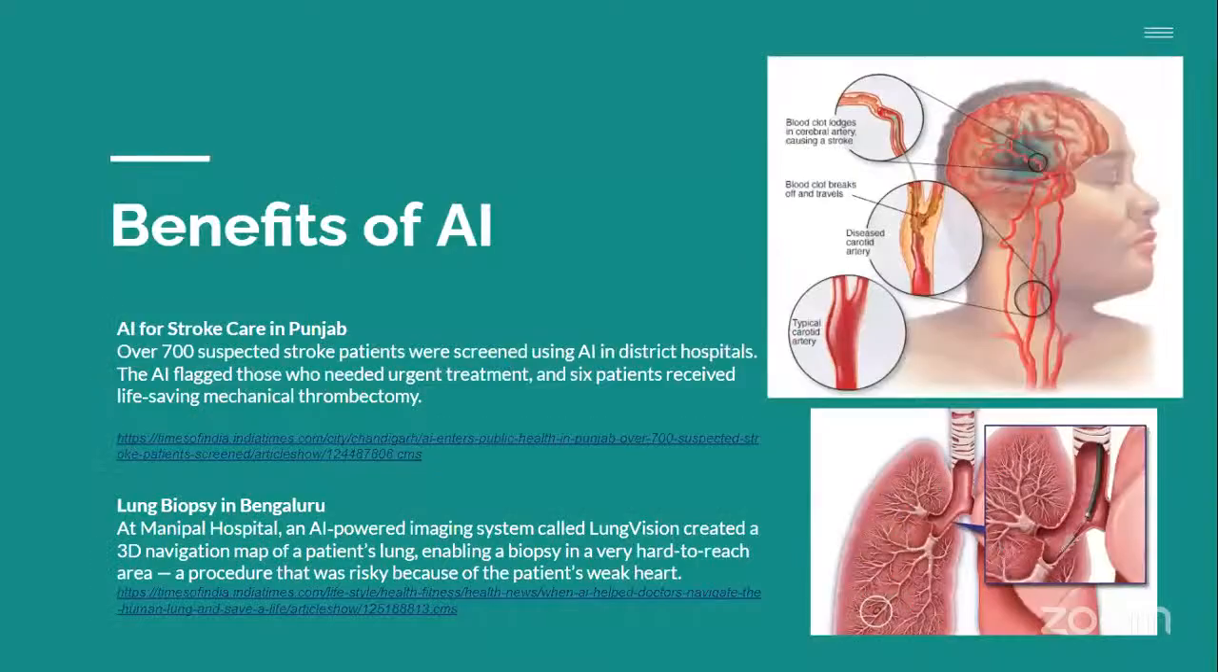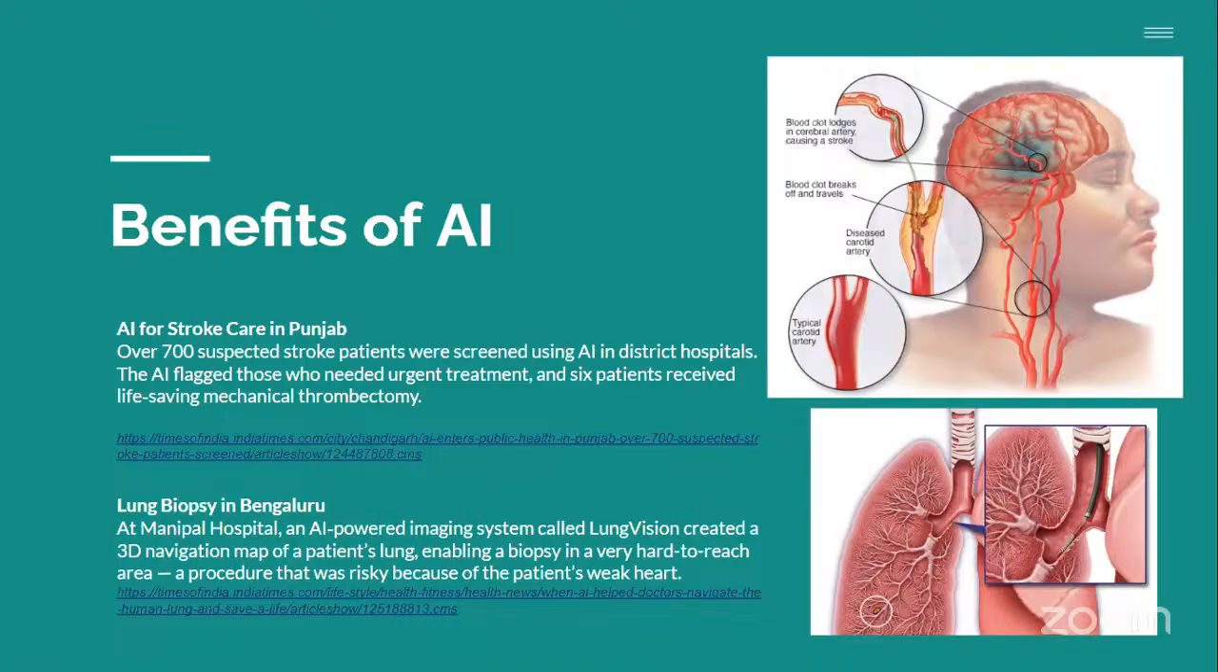Next are the benefits of AI. Consider brain stroke, where blood is clotted in the brain. This is treated by thrombectomy. A thrombus is formed, which is a clot in a blood vessel in your brain. This particular stroke is really hard to identify in the initial stage.